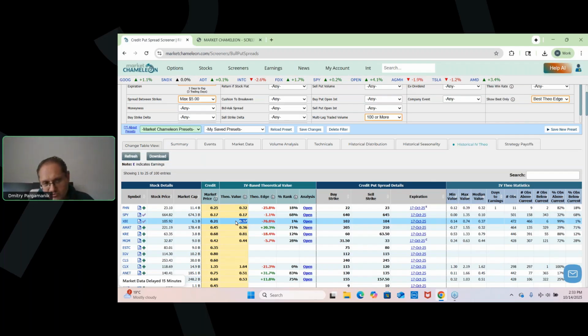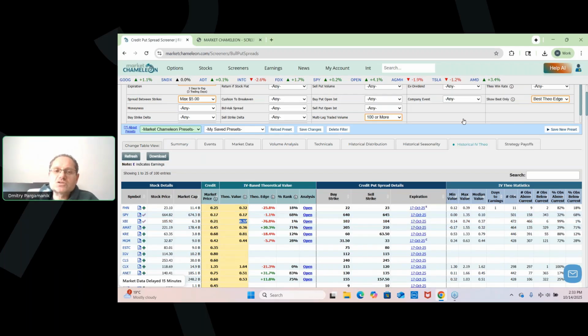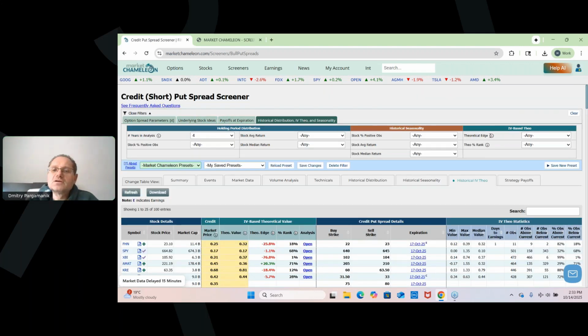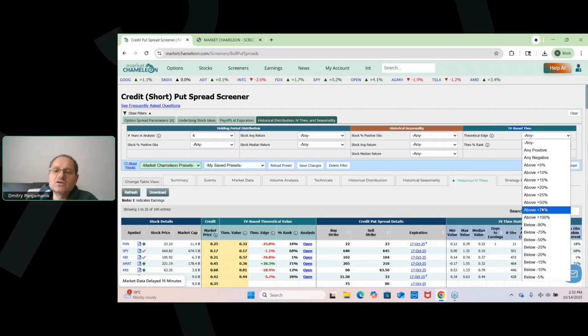So instead of stock moves, now we're looking at benchmarks of the options values. So it could create another layer of potential edge, as confirmation. So let's say, for example, I'm going to come over here, and for the theoretical based on the IV, maybe we're looking for a positive here. So I'm going to go with any positive.